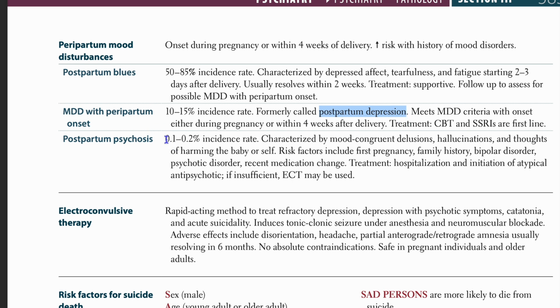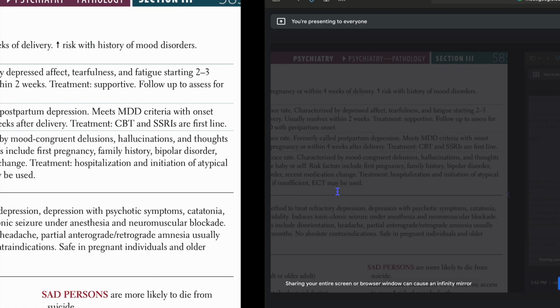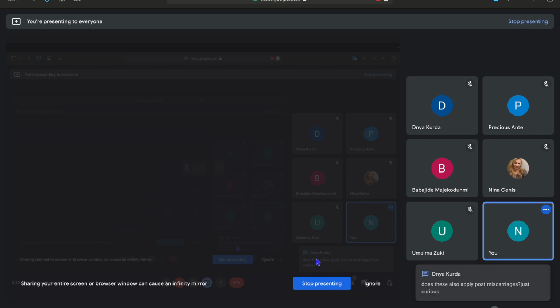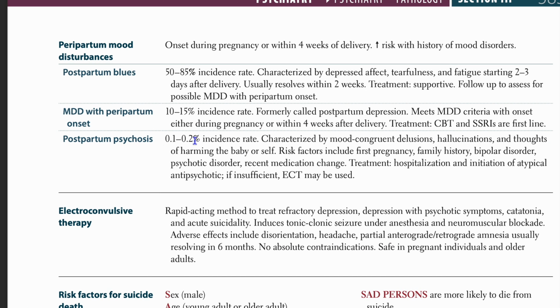I got zoned out in this one. Let me read that again. Yes, it does. 0.1 and 0.2% incidence rate, characterized by mood congruent delusions, hallucinations, and thoughts of harming the baby or self. For this one, this is how they word it in the scenario itself: harming the baby or self, right?